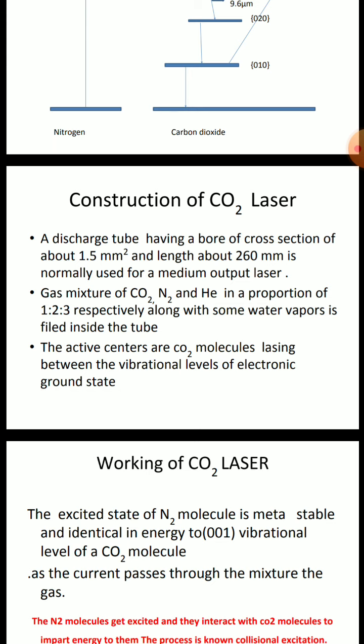The gas mixture of CO2, N2 and helium in a proportion of 1:2:3 respectively, along with some water vapors, is filled inside the tube. Now why the water vapors? The water vapors are filled to have collisional de-excitation by the walls of the tube, so that unwanted population inversion may not take place, as we have studied in the case of the helium neon laser. The active centers are CO2 molecules, transitioning between the vibrational levels of the electronic ground state.